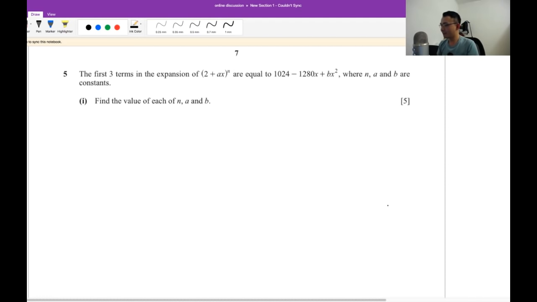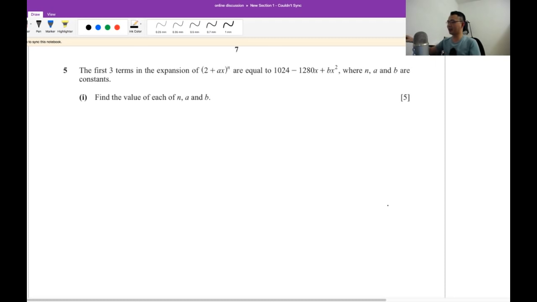Alright. The first 3 terms in the expansion are equal to this one, where n, a and b are constants. Find the value of each of n, a and b. Alright, for this kind of question where the power is n, first you will need this formula: nCr equals n factorial over r factorial times (n minus r) factorial.